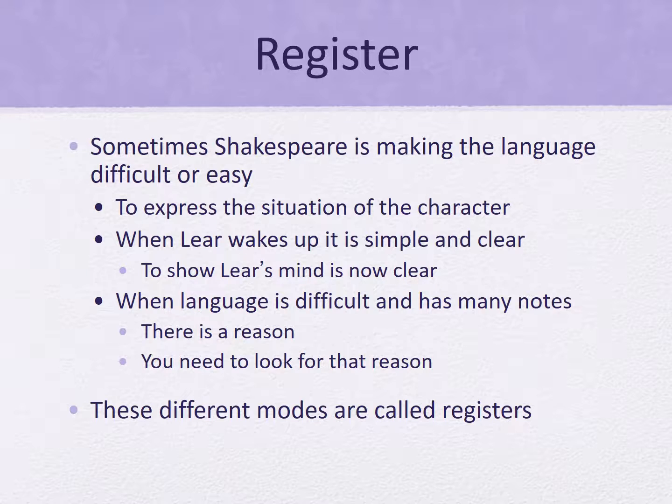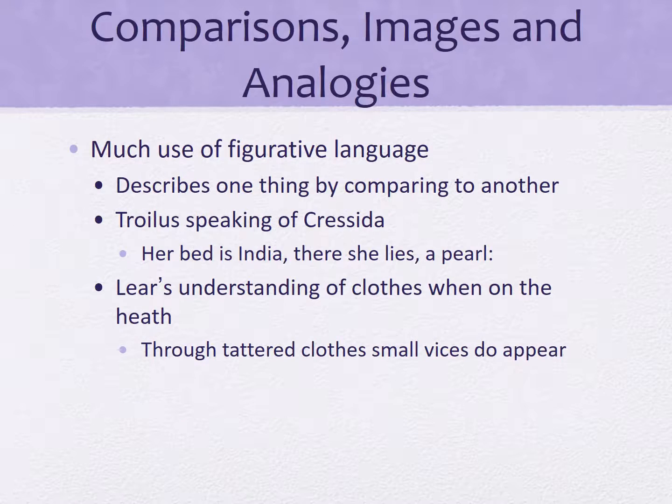So when language is difficult and it's got a lot of different notes to it, there's a reason. You need to look for that reason. Why did the language get difficult here? And these different modes are called registers. Now, there's a lot of figurative language in Shakespeare's plays, probably one of the reasons why he's still considered such a genius. So you get an awful lot of describing one thing by comparing it to something else.